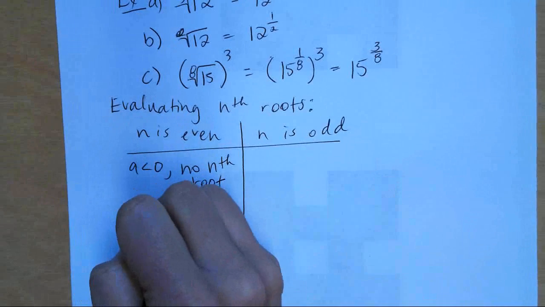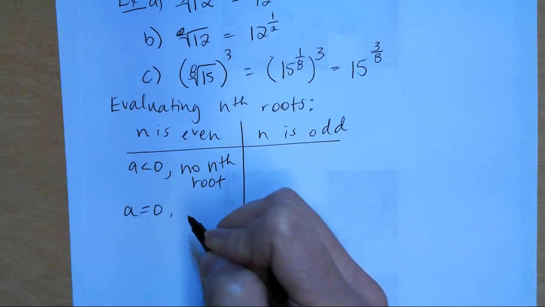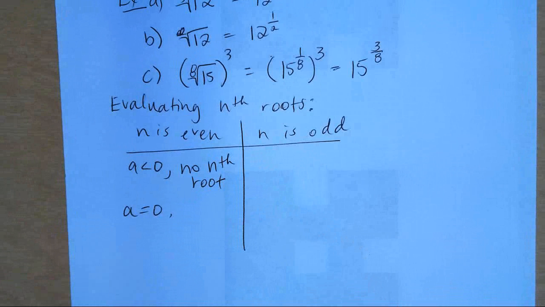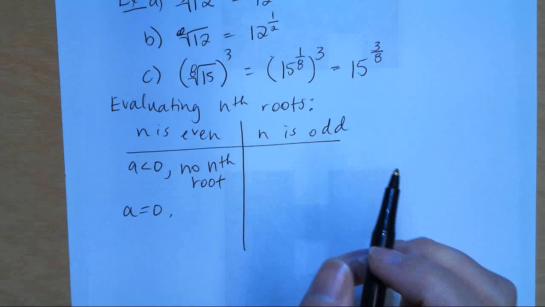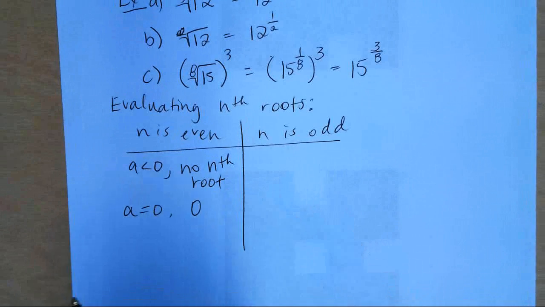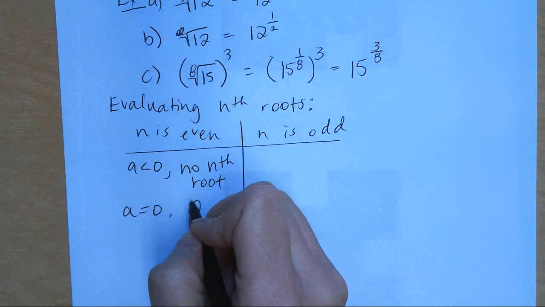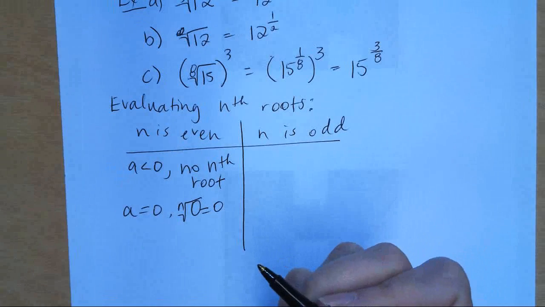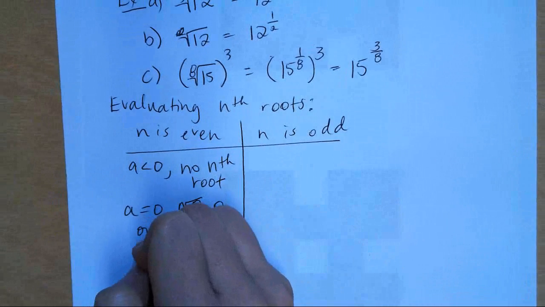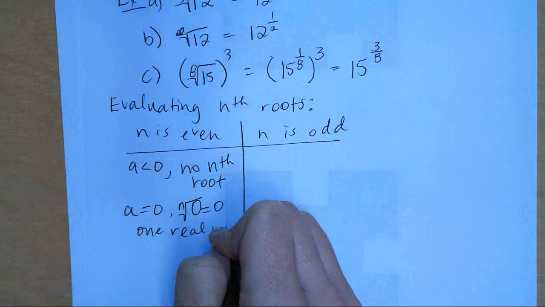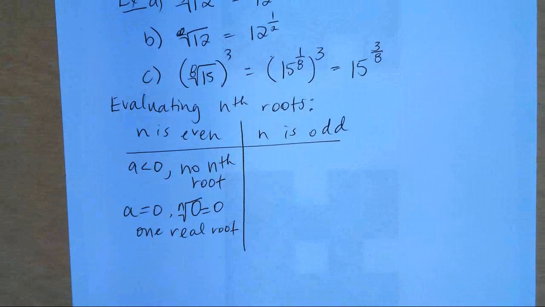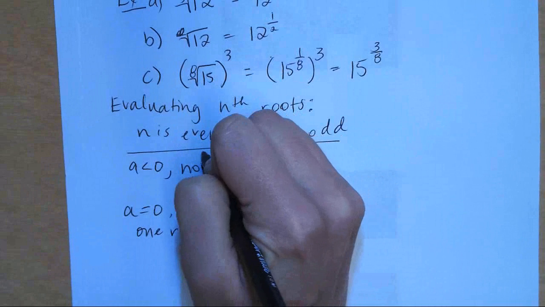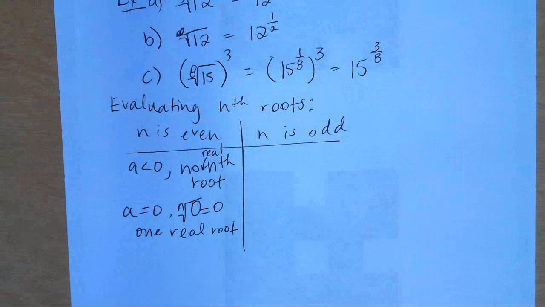What about if a is 0? So like the square root of 0 or the 4th root of 0. It's 0. We'll say the nth root of 0 is 0. And it gives us one real root. I'm going to say no real nth root, because it does have imaginary solutions.